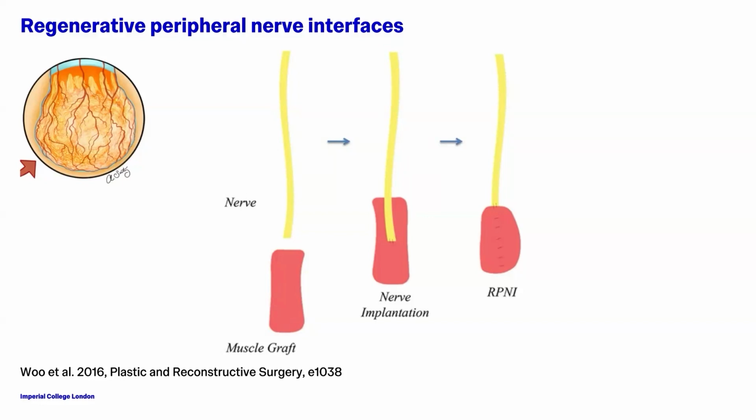So this is done by taking a piece of muscle tissue, also usually from the amputated limb, and then embedding the nerve into that now de-innervated piece of muscle, suturing it all up together, and then allowing the whole tissue construct to recover over a period of time.